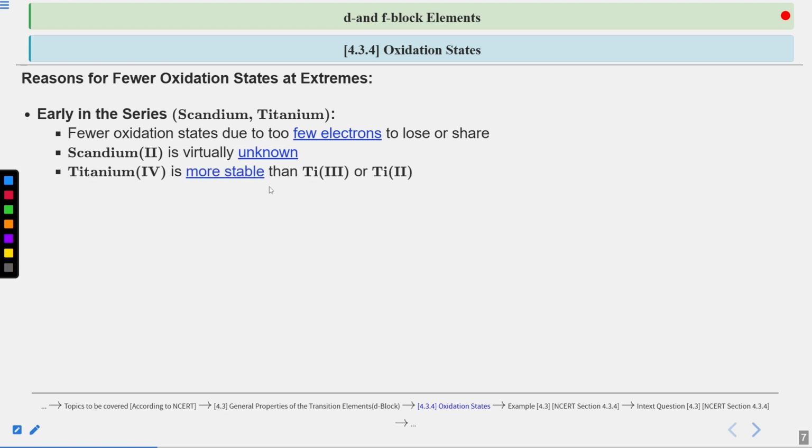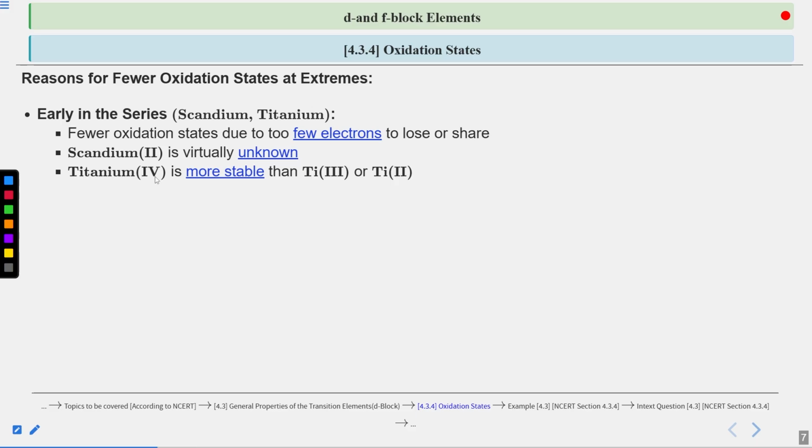Titanium +4 is more stable than titanium +3 and +2. These are the three oxidation states shown by titanium, in which titanium in the +4 state is considered more stable than +3 and +2. Why is it so? It directly depends upon its electronic configuration, so you can relate it to that.